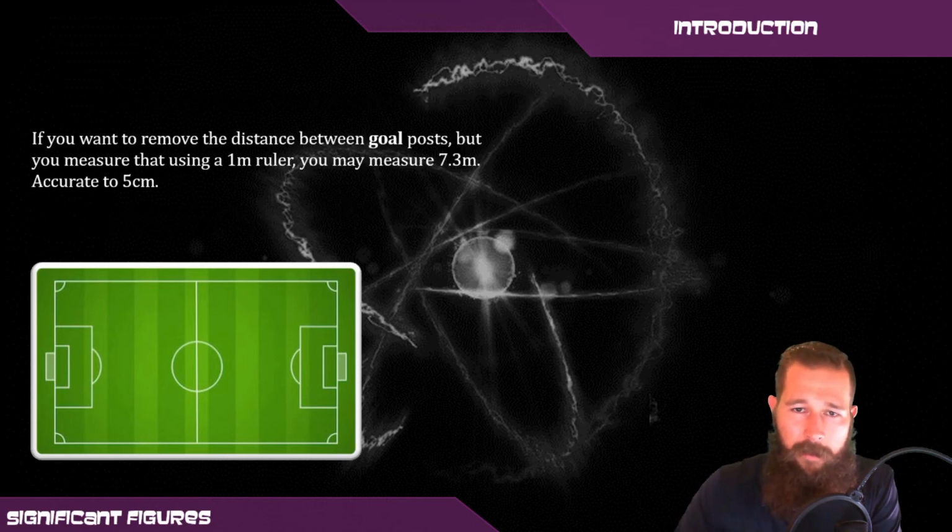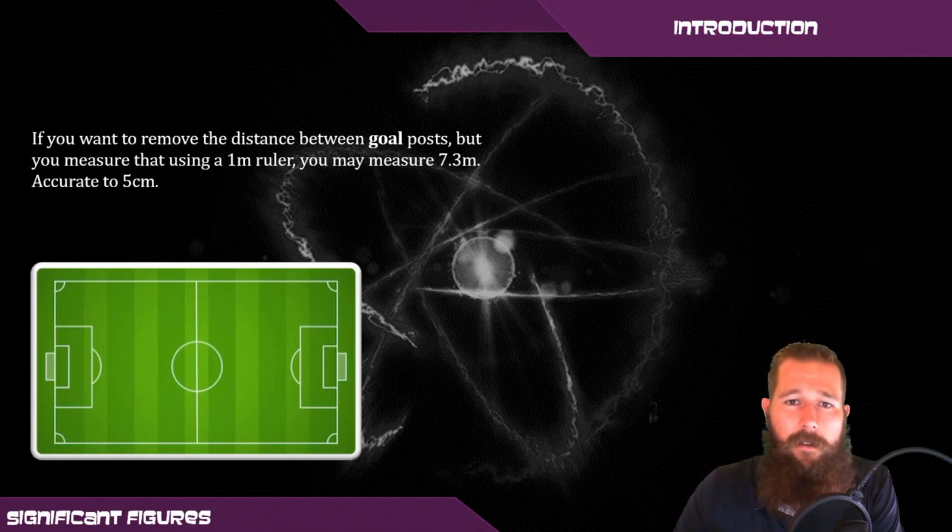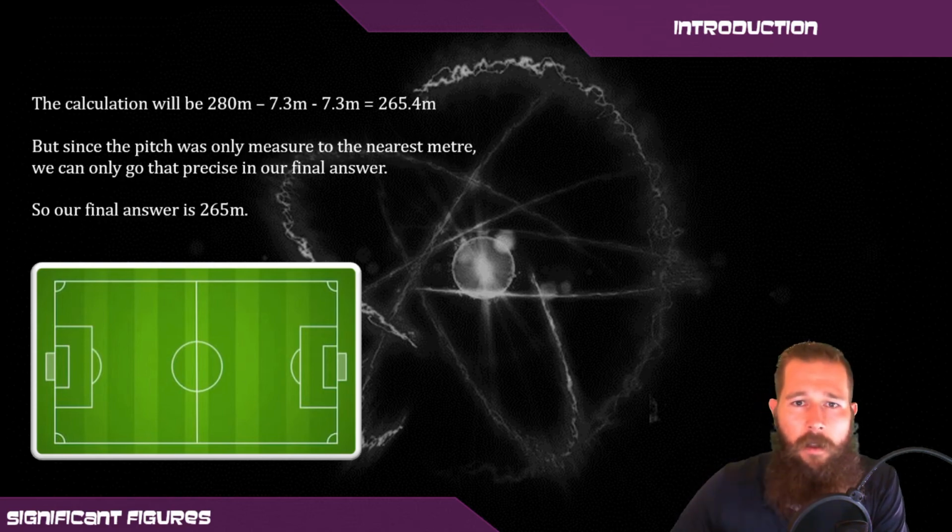Now let's say we're performing a calculation. We want to remove the distance between the goalposts. So we're going to measure this though, not using the trundle wheel, a little bit more accurate, using a ruler, and we measure 7.3 meters. So we can perform our calculation as seen here, and it's accurate down to the decimal point in the order of 10 centimeters. But since when we were measuring the distance around the pitch, we were only able to measure accurately to 1 meter, our final answer can only be accurate to 1 meter. So we have to do the rounding, and our answer is 265 meters in this case.